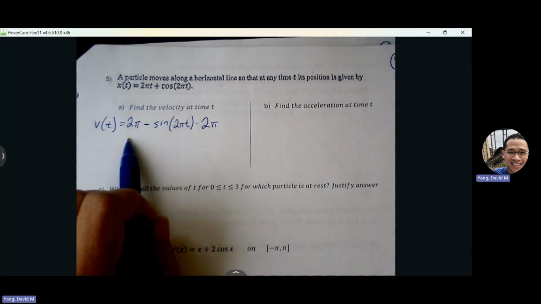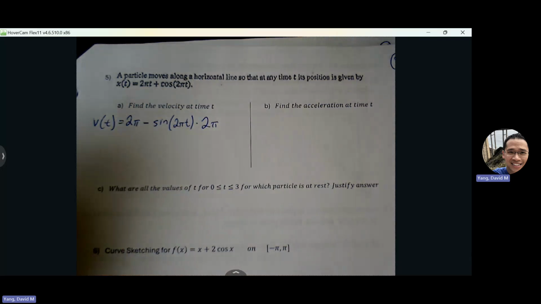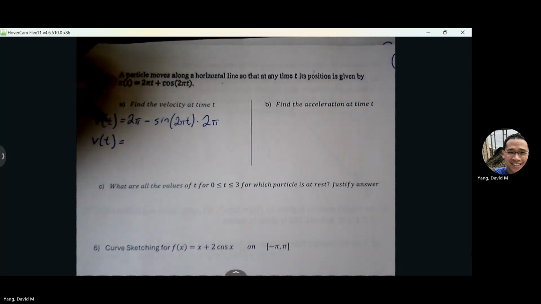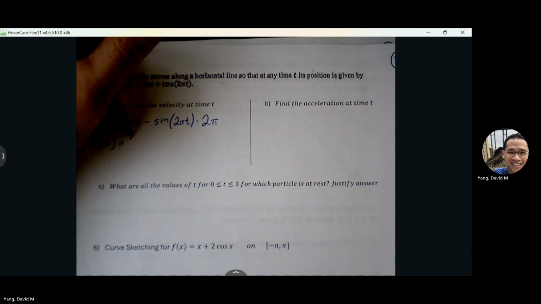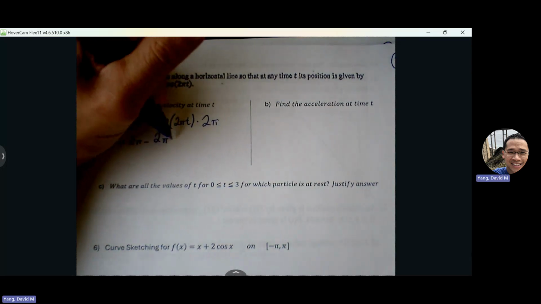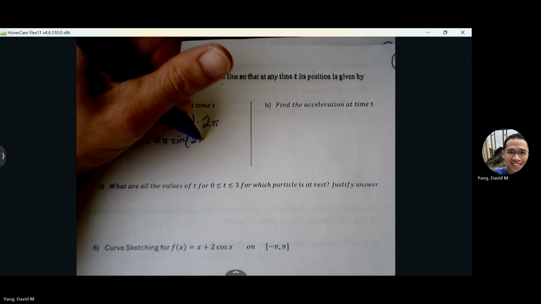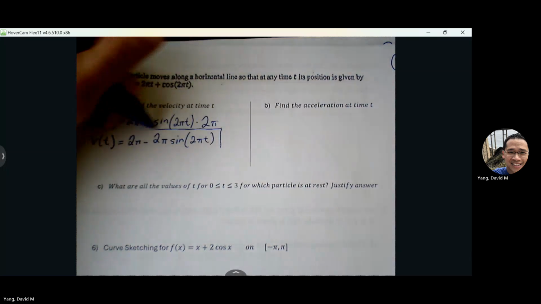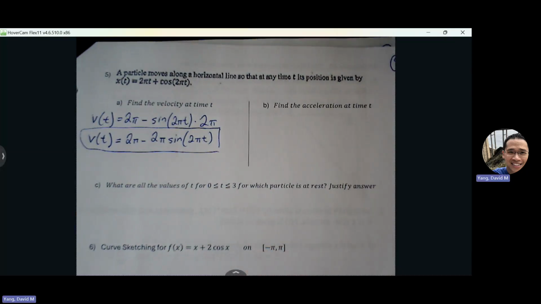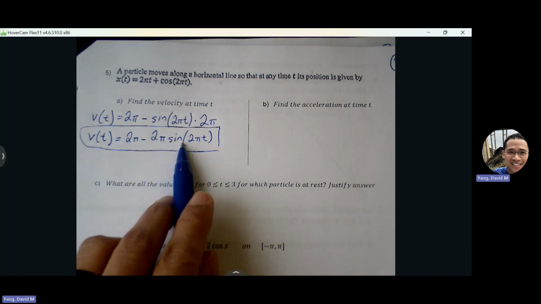Two pi t becomes just 2 pi. Cosine of u becomes negative sine of u times u prime. Just doing a little bit of cleanup, pushing the non-trig in front. Do those two cancel? They wouldn't, because this is attached to the sine.